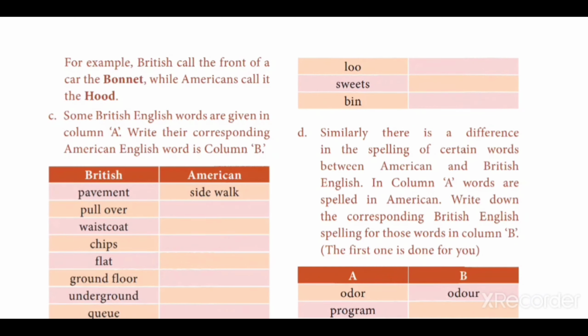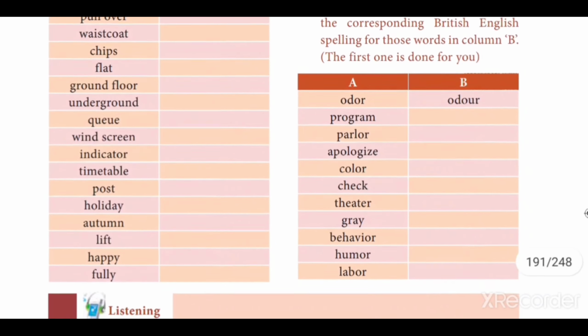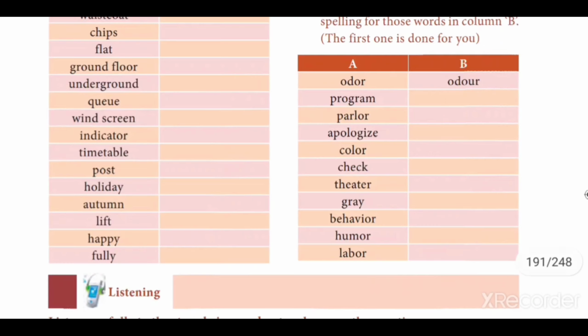And we go to notation D. Let's read what is there. Similarly, there is a difference in the spelling of certain words between American and British English. In column A, words are spelled in American. Write down the corresponding British English spelling for those words in column B. The first one is done for you. We are coming to this tabular column where we find the word odor, and for that we have got the British English spelling on the right side.